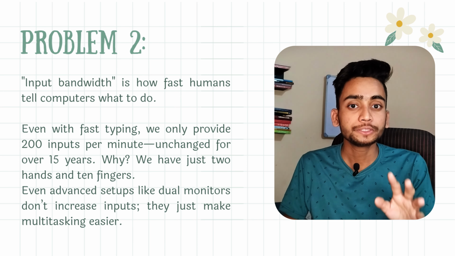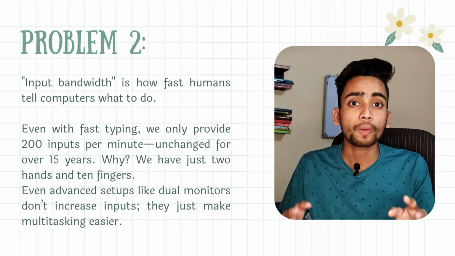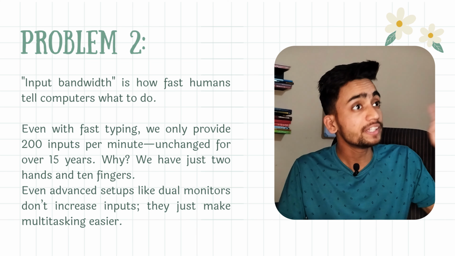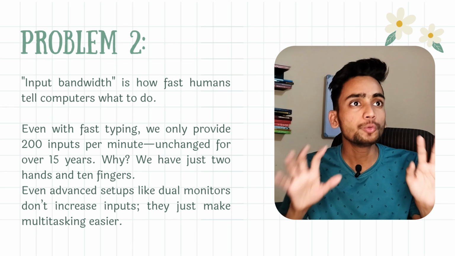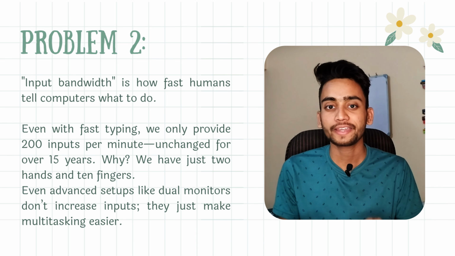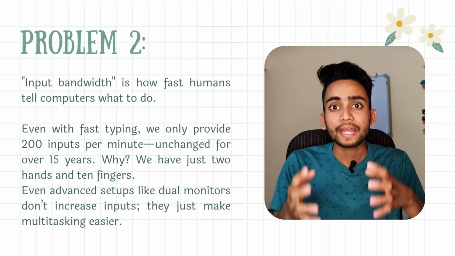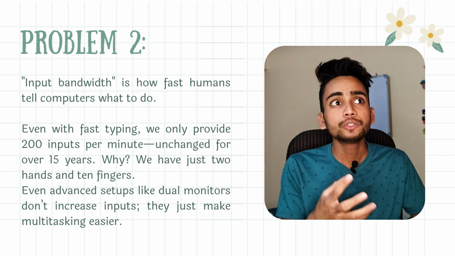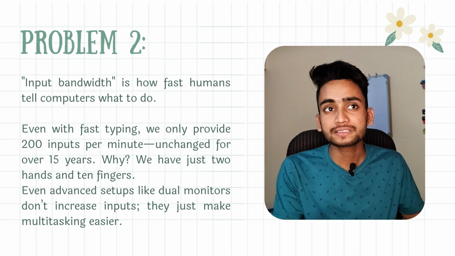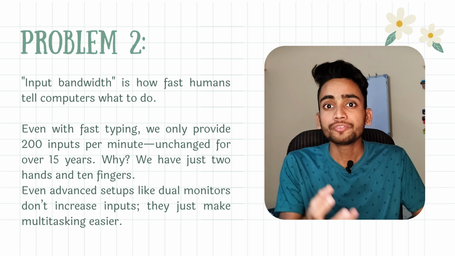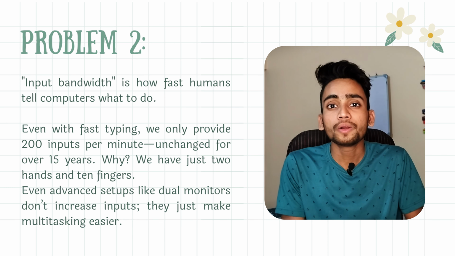See, no matter how fast you type, a typical human can only provide 200 inputs per minute to a computer. That hasn't changed since last 15 years. Why? Because humans only have 2 hands and 10 fingers to give inputs to a computer. Unless we get a magical third hand like a gadget Doraemon gives to Nobita, our input bandwidth will still remain same. Even with advanced setup like a dual monitor setup, which I personally use for video editing, I can use multiple softwares on 2 different screens like YouTube or Notion, but still the number of inputs that I can give to a computer will be 200 inputs per minute only.